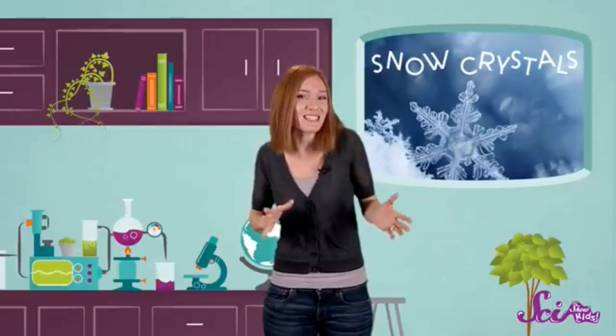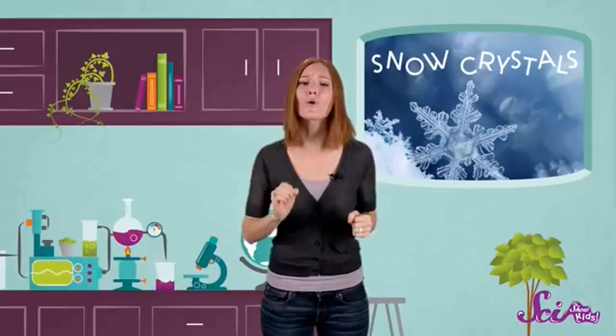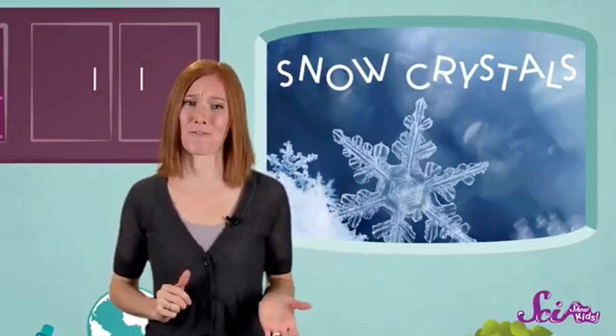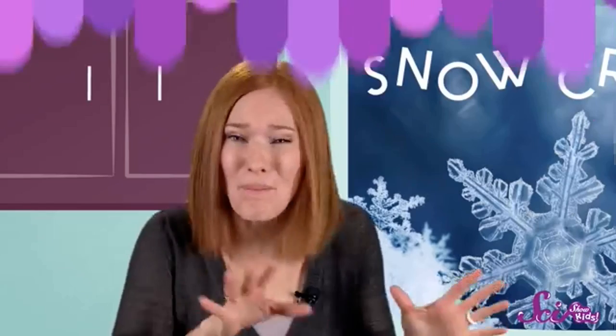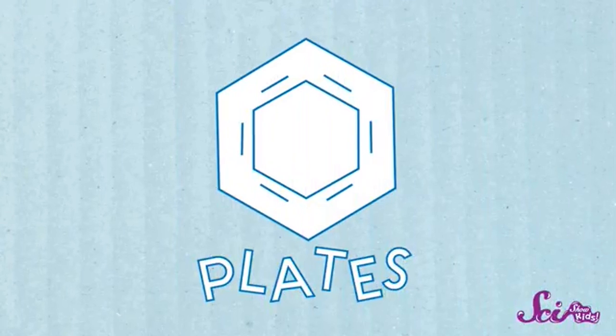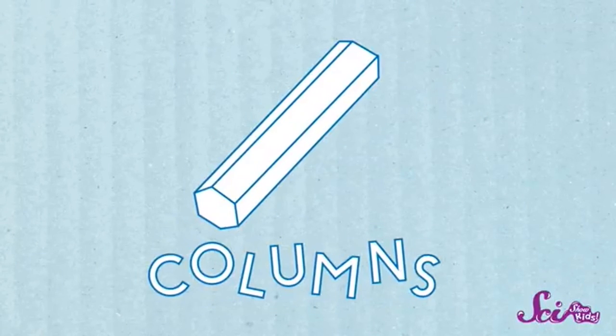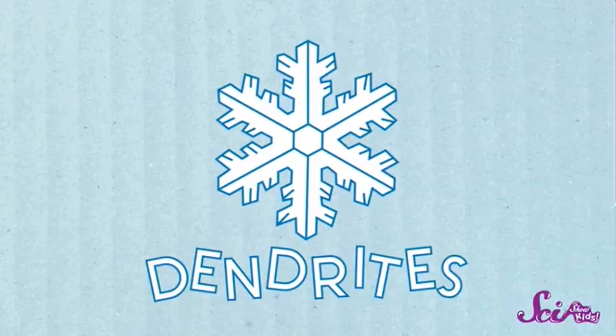Even though all snowflakes have 6 sides, they can end up looking totally different from one another. In fact, scientists have names for more than 30 different shapes of snow crystals. Some are big and flat and are called plates. Others look long and narrow, called needles. Still, others are tall and wide, like columns. And then there's probably the most famous shape, called dendrites. They look kind of like stars that have sprouted tree branches.